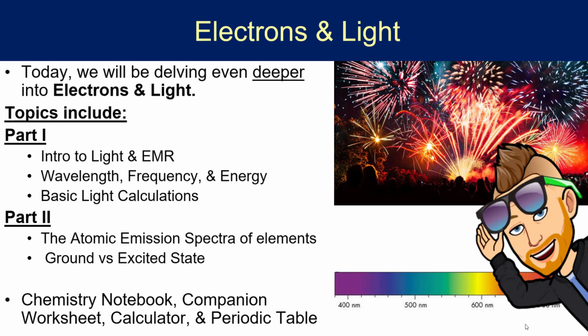In part one of our video, topics are going to include electromagnetic radiation and light, wavelength, frequency, and energy, and basic light calculations. And then in part two, we're going to talk about the atomic emission spectra of elements and the ground and excited state and how to differentiate between the two of those.